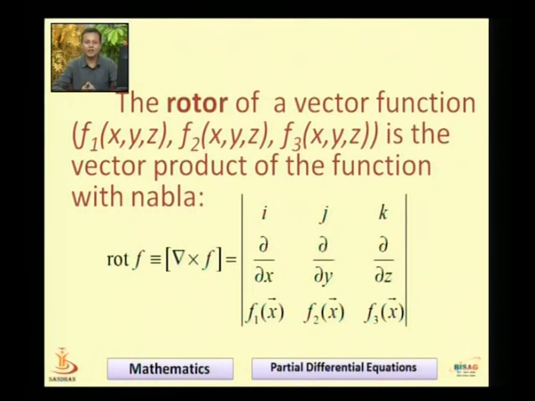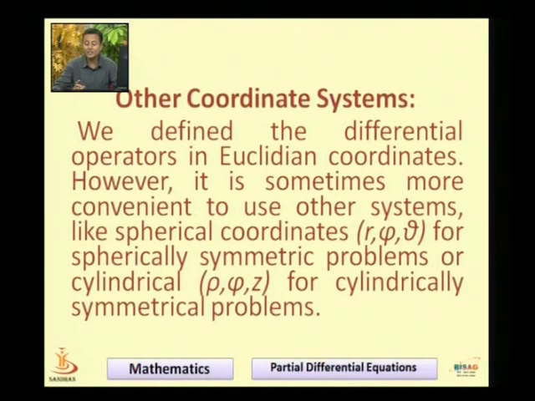So it is defined by this determinant. The first row is i, j, k, the unit vectors along the x, y, z directions. The second row consists of the components of nabla, and the third row consists of the components of the vector point function, that is f1, f2, f3. The result of the curl of a function will be a vector point function.